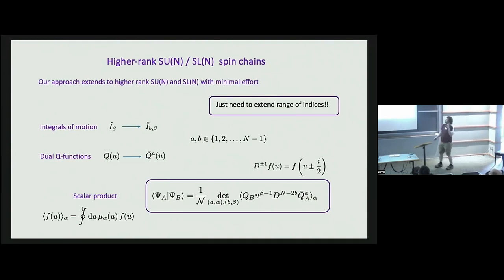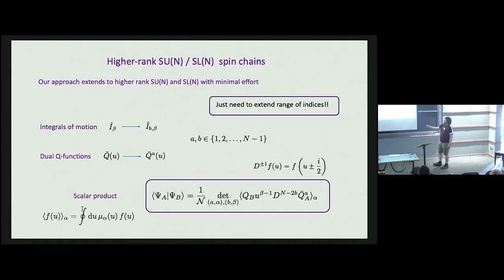So the integrals of motion. Before I showed you this I beta. Now, these were coming from the transfer matrix, but in the higher rank case, I don't have just one transfer matrix. I have a family of transfer matrices, for example, in antisymmetric representations of the symmetry algebra. So what was originally I beta now becomes I b beta, where b runs from 1 to N minus 1. And these dual Q functions I showed you, which were this Q bar, now we have a family of dual Q functions, Q bar A, where A runs again from 1 to N minus 1.